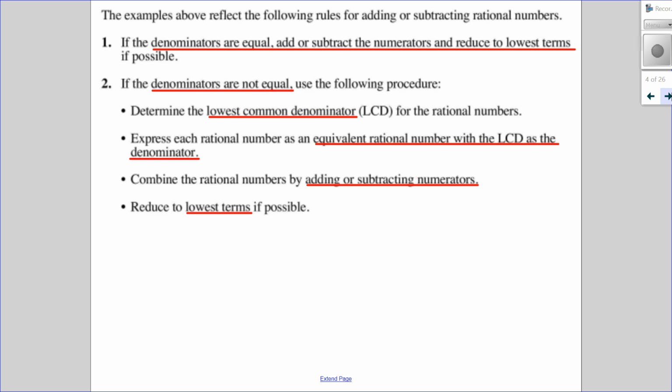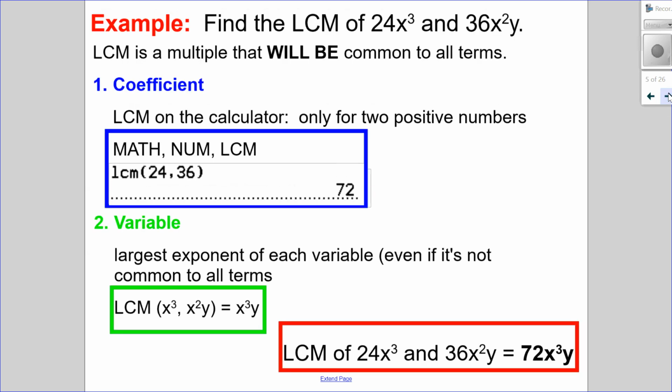If the denominators are not equal, you need to find the lowest common denominator and express each fraction as an equivalent fraction with that lowest common denominator. Then again, keep the denominator the same, add the numerators, and simplify. So this is not in your notes, but worth noting. Just like I told you for GCF, there is an LCM button. And so the LCM button is found in the same place as the GCF button. In math, go over to number and lowest common multiple.